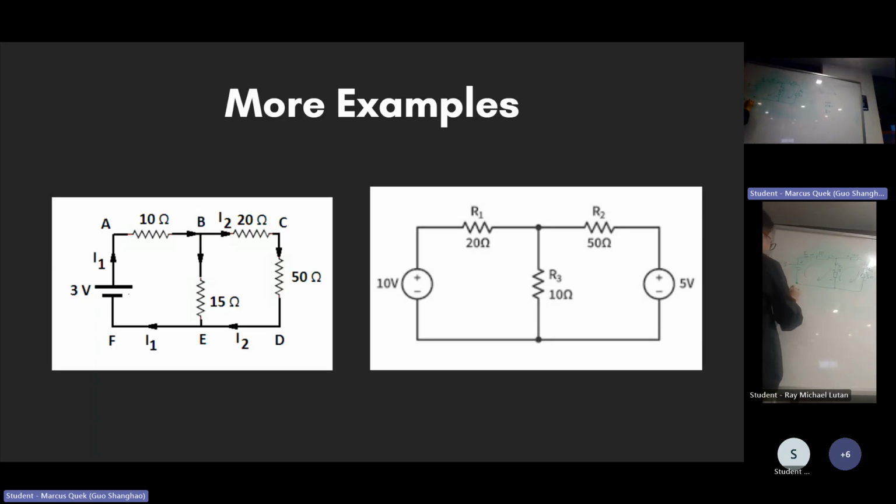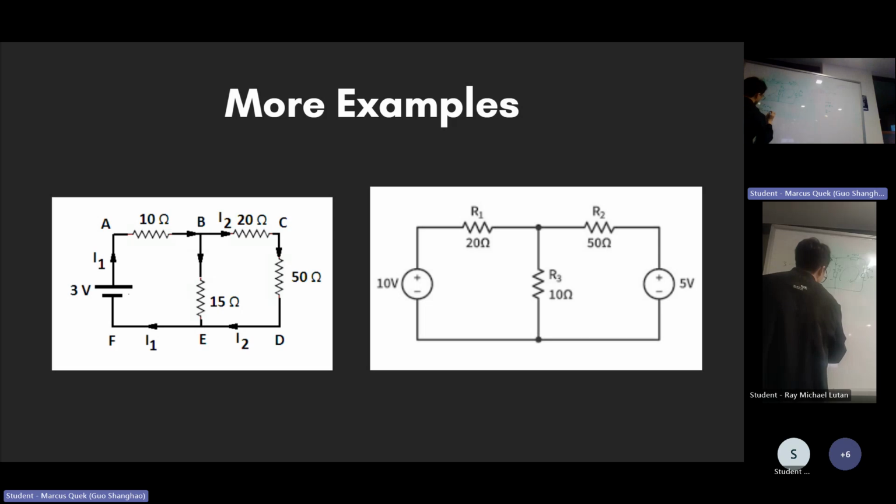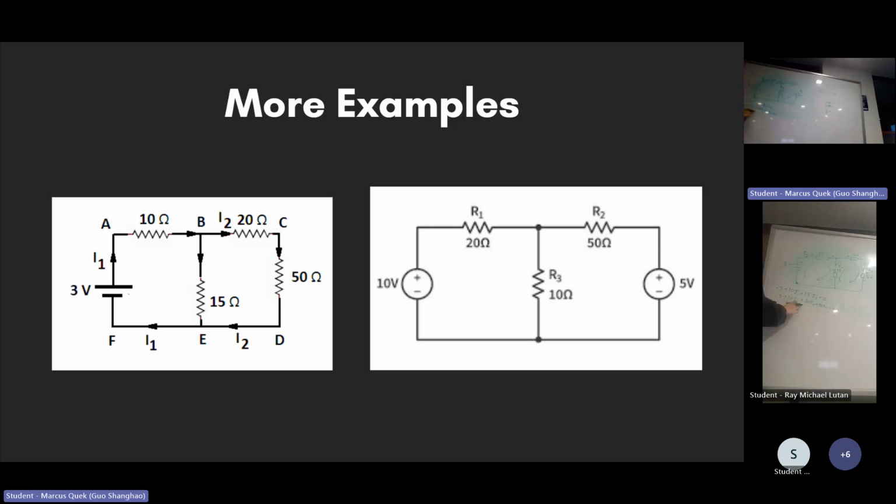Just to jump in, for the previous example, I was the same throughout every resistor, so we just put I. Now the I is different every single time, so we have to put I1, I2, I3. This is 15I2 equals 0, and negative 3 plus 10I1 plus 20I2 plus 15I3. So you notice this equation has 3 unknowns now.